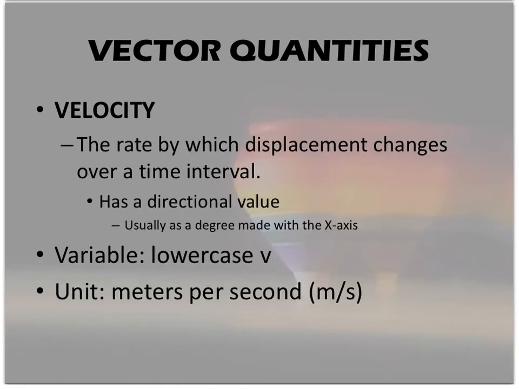Velocity is the rate at which displacement changes over a time interval. It's speed with a direction. It has a directional value. So 50 miles an hour northwest has a directional value. If you're on the highway, your speedometer only tells you how fast you're going. But if you've got one of those compasses on your rear view mirror, you now have a vector. You now have a magnitude and a direction.